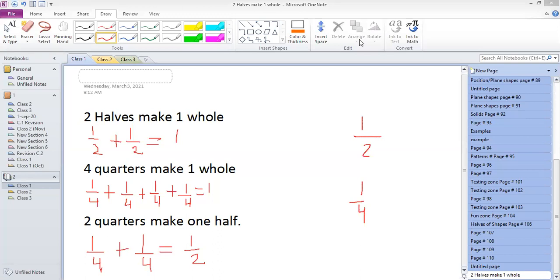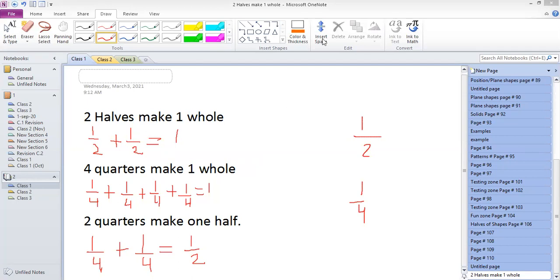And two quarters make what? Two quarters make what? Yes, guys. Two quarters make one half. Very good. So the answer is two halves make one whole and two quarters make one half.